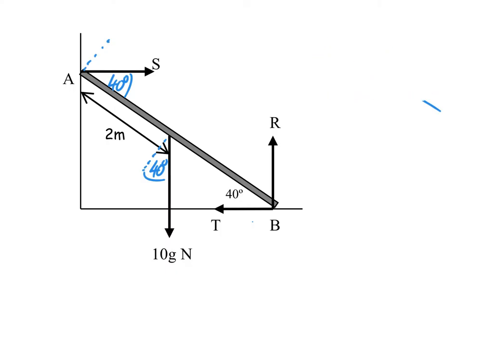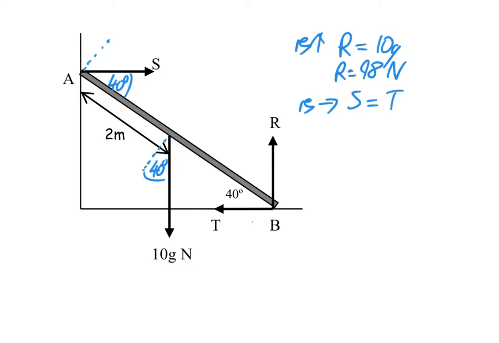So to do these questions, there's only 3 things you can do, remember, same as in the previous videos. You can resolve vertically, you can resolve horizontally, and you can take moments. So resolving vertically, first of all, going up, you've got R, and going down, you've got 10G. So straight away, you can find out what your R is. So your R is 10 times 9.8, so it's going to be 98 newtons. Resolve horizontally, you've got your S then is going to be equal to T. Nothing we can do with that, unfortunately.